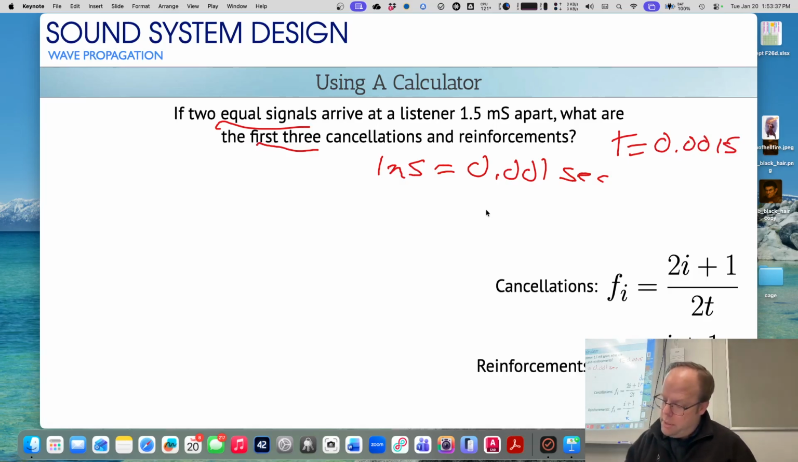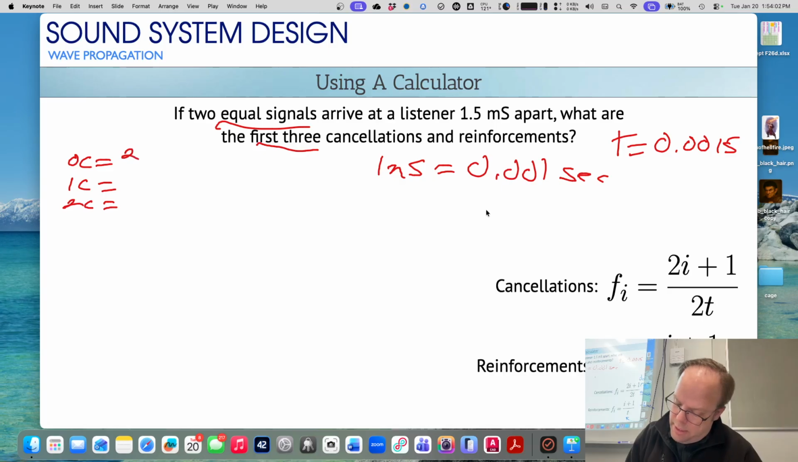Okay, so now that we know that, we can do this. I'm just going to start making a list here. Let's do the cancellations first. And we start at 0. So I'm going to say 0C equals, and then I'll do 1C equals and 2C equals. Those are the 3 I'm going to do, and those are my I values, 0, 1, 2. So now I'm going to do 2 times 0 plus 1 divided by 2 times 0.0015.